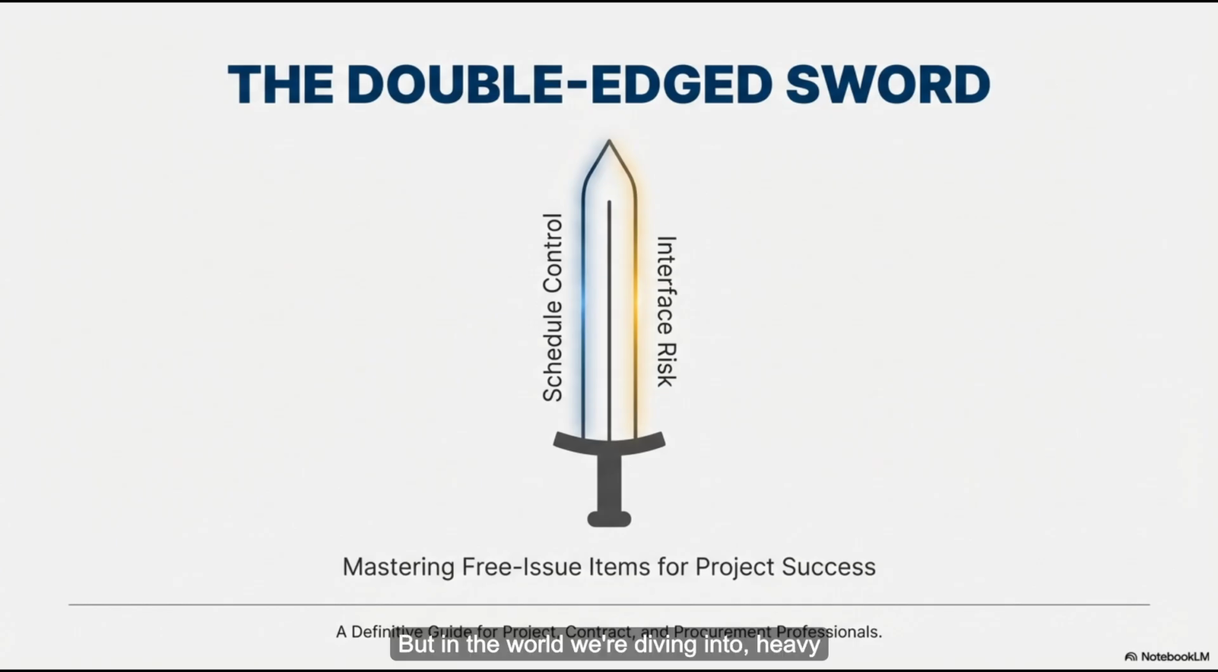Exactly. But in the world we're diving into, heavy industry, massive construction projects, free issue seems to mean something completely different. And based on these documents we have, this guide and a contract template called SB 17E2.13, it seems free actually means incredibly expensive. And loaded with risk. That's a much more accurate way to put it. It's not a gift. Not at all. In this context, it's a transfer of control. And in the project world, whenever you move control from one person to another, you're also moving a massive amount of liability.